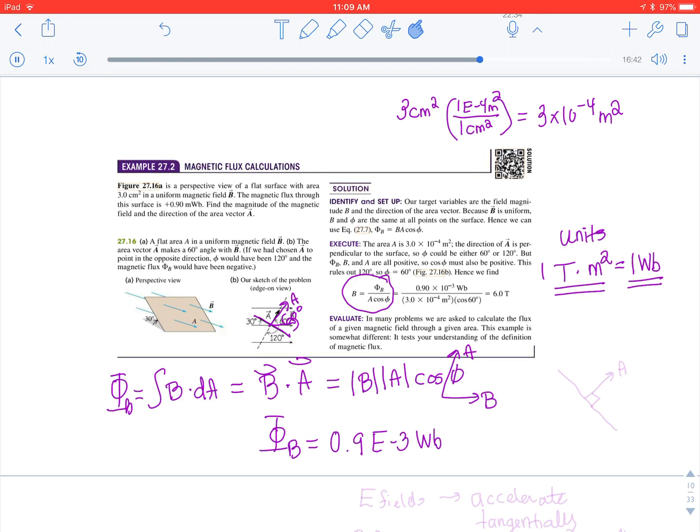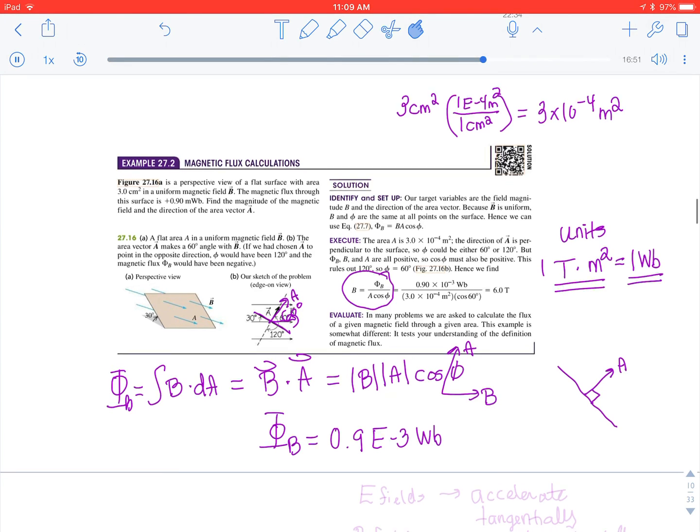So the confusing point here is just remembering that when you have an area, the area vector is always going to be perpendicular to that surface. So keep that in mind.